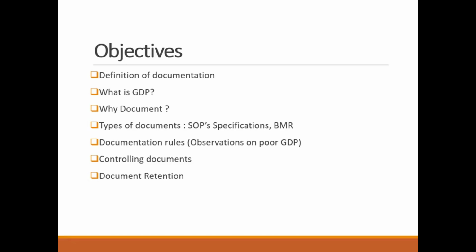and correctly. There are a list of several different types of documentation in the pharmaceutical or manufacturing sector, but the three that I will focus on today are SOPs, standard operating procedures, specifications and batch manufacturing records. I'll look at the documentation rules, and along with that I'll just highlight some of the observations on poor GDP that are commonly brought up during audits, controlling documents and retention of the documents.